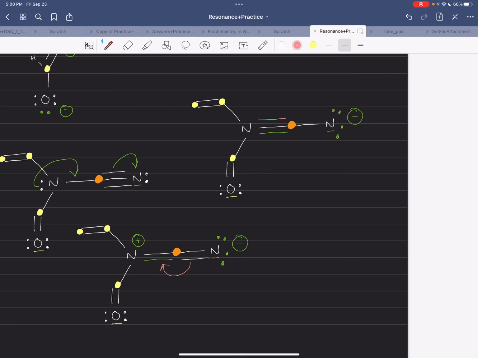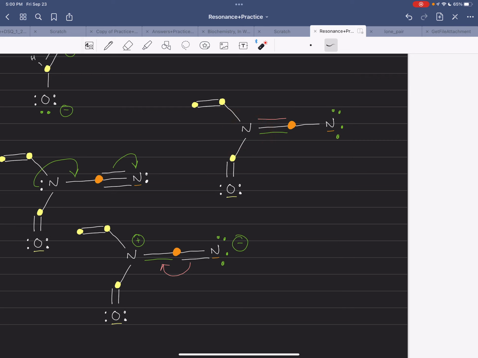However, we need to make another move here, because this by itself might actually be a valid resonance contributor, because a lot of times when you see a positive charge making one move is okay. Let's see, does everything 1, 2, 3, 4, 5, 6. Okay, so actually, no, we don't want to do this. And I'm going to tell you why.